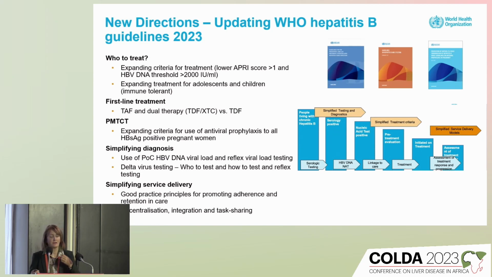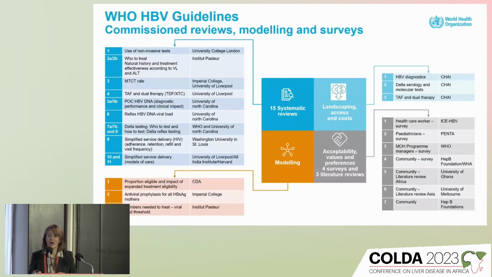And then in terms of diagnostics, just as we did for hepatitis C, looking at the positioning of point of care viral load, reflex viral load, really a super simple approach that it's an automated doing of the viral load whenever you have a Hep B surface antigen. And for the first time, looking at Delta, very important Delta co-infection, who to test, how to test, and the use of reflex. And then finally, simplified service delivery, because we know only by also simplifying can we move forward.